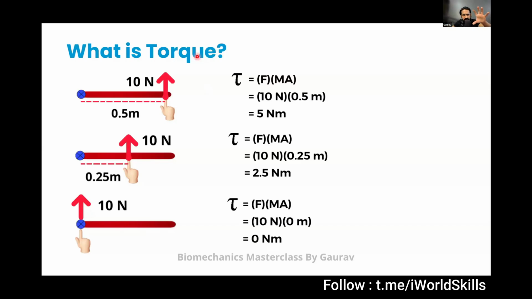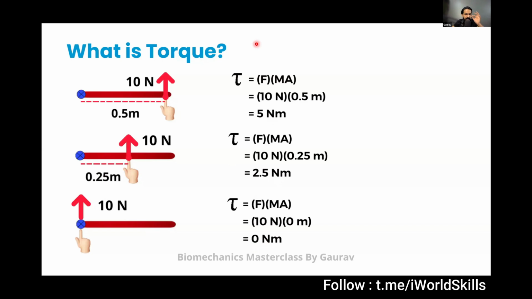Now, when you observe these three examples, starting from the topmost example and moving down to the bottommost example, you can clearly observe that as the moment arm is reducing in length, the torque is also reducing. 5 Newton meter, 2.5 Newton meter, 0 Newton meter. And if you observe these examples from the bottommost example to the topmost example, you'll see as the moment arm is increasing in length, the torque is increasing. 0 Newton meter, 2.5 Newton meter, 5 Newton meter.